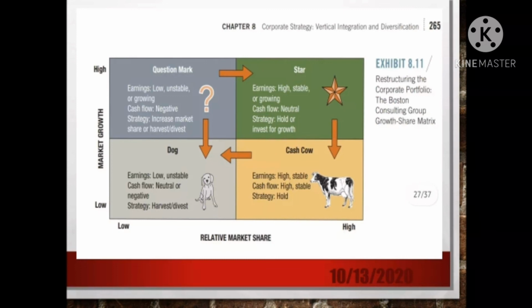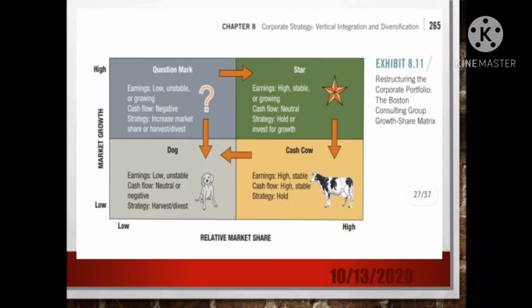Next, in a corporation, star SBUs hold a high market share in a fast-growing market. Their earnings are high and either stable or growing. The recommendation for the corporate strategy is to invest sufficient resources to hold the star's position or even increase investments for future growth. As indicated by the arrow, stars may turn into cash cows as the market in which the SBU is situated slows down due to reaching the maturity stage of the industry life cycle.